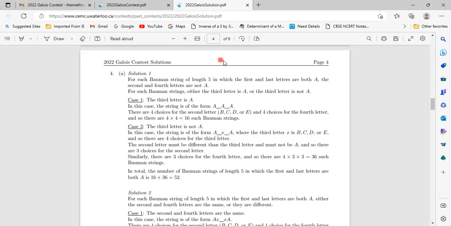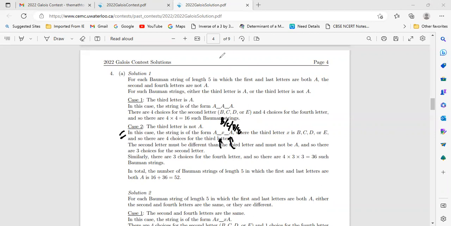Again, you are going to fill B or C or D or E. We are not done with the second position and fourth position yet for this case. So you are going to fill the letter here, but the number of choices is going to be different.